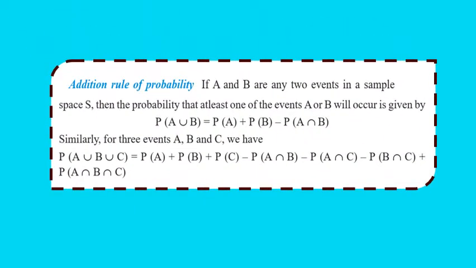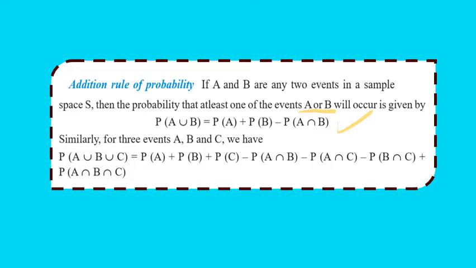Now coming to the addition rule of probability. Like in the chapter on sets, we have learned that n(A union B) is equal to n(A) plus n(B) minus n(A intersection B). The same is the case for probability: if A and B are any two events in the sample space S, then the probability that at least one of the events A or B, where 'or' means union, will occur is given by P(A union B) is equal to P(A) plus P(B) minus P(A intersection B). Now note down this point, because this formula is very useful in calculating the probability of events A or B.